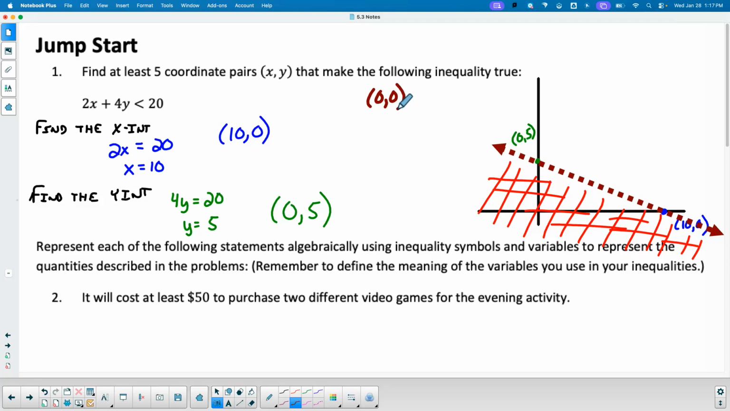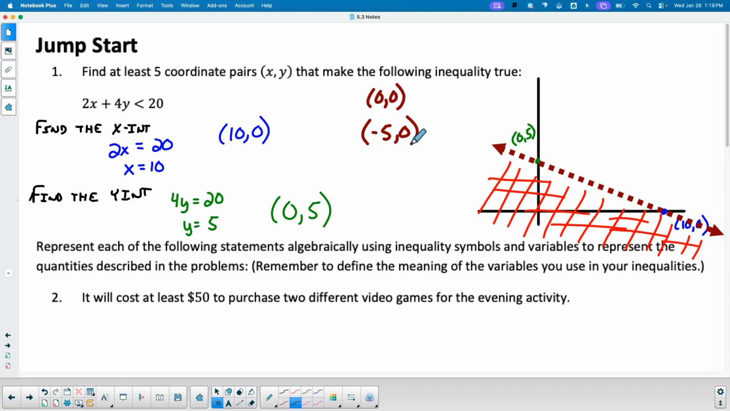Another point that would work would be -5, comma 0. We get -10 is less than 20. And so on and so forth. That's where we're getting to. It's going to take a little bit of a roundabout way to get there. If we want to find true pairs for these inequalities, we can just graph them, find the area that works, and go with any point that's in that region.